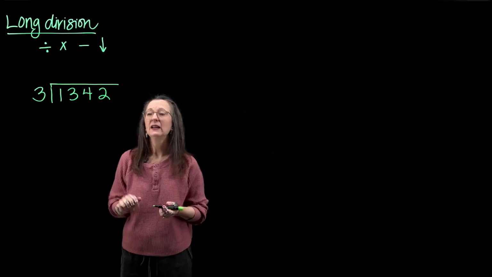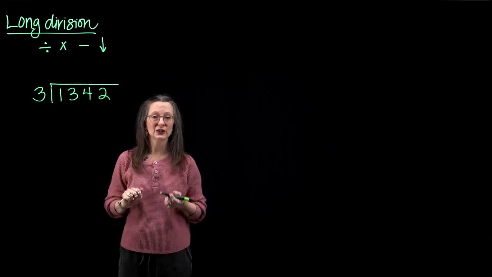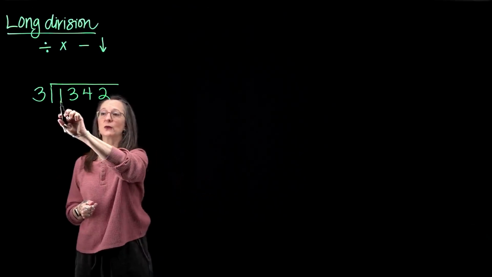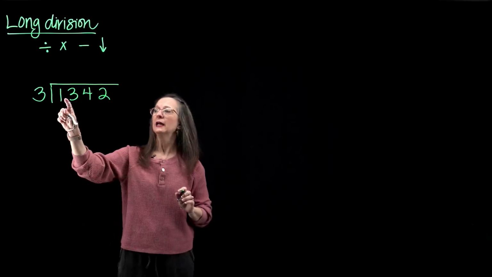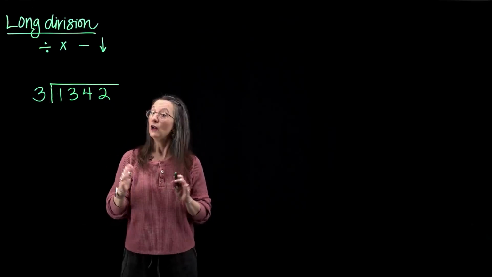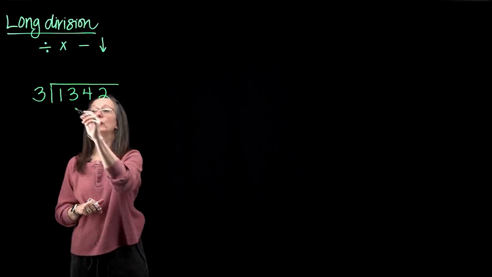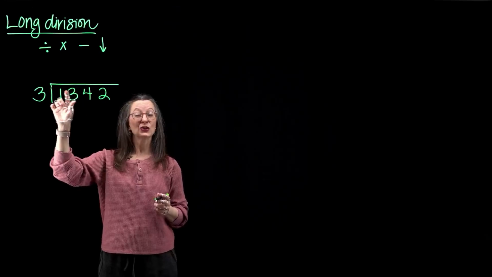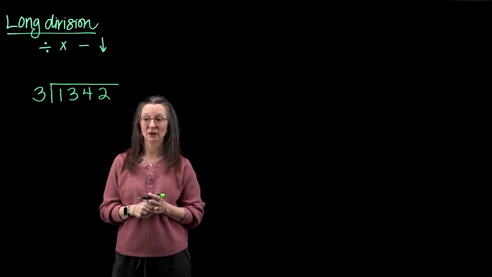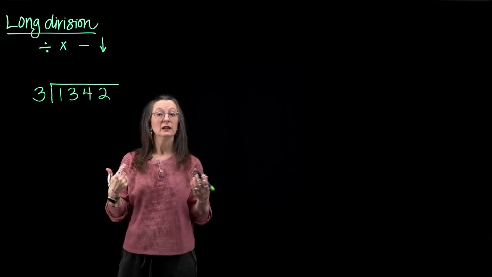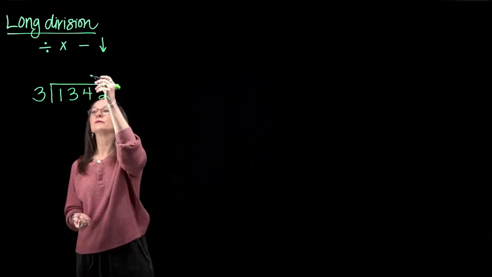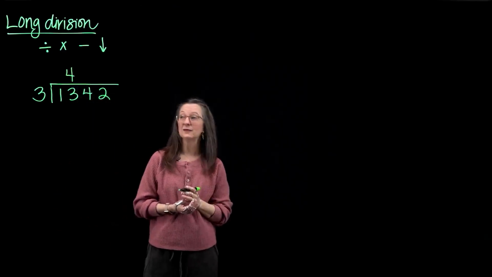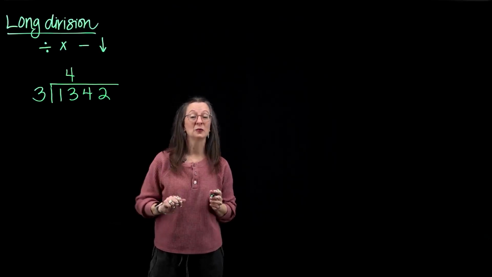All right, so the first thing that we do is we look at the number on the inside and we do a division problem. Now, generally, you probably remember, we would start with that first digit of 1 and say, can 1 be divided by 3? No, it cannot, so then we are going to include the second digit. 13. Can 13 be divided by 3? Yes, it can. It divides 4 times. So I'll write the 4 directly above the 3. So I did the division part.